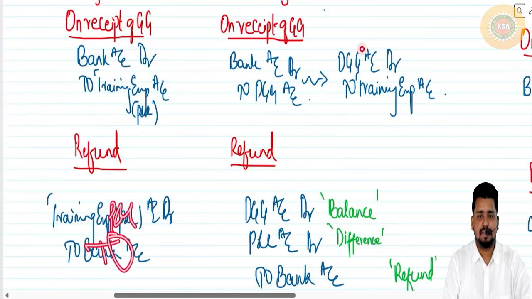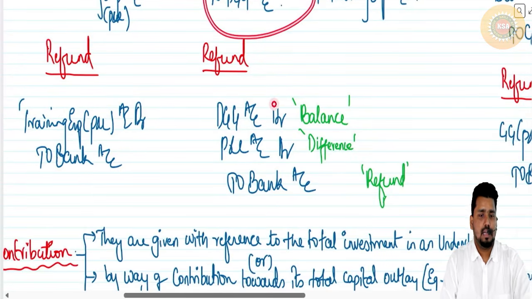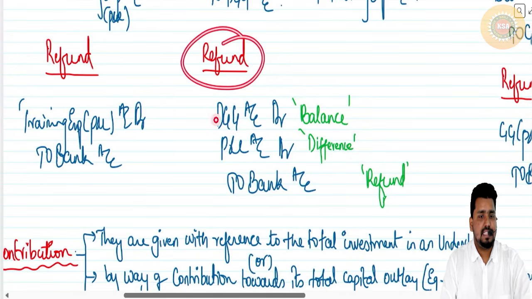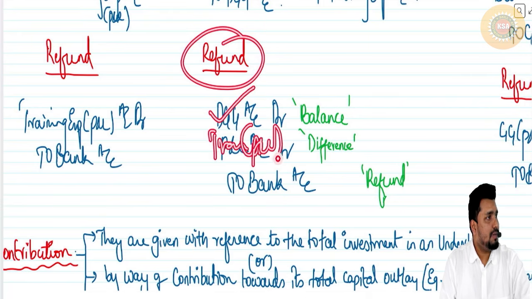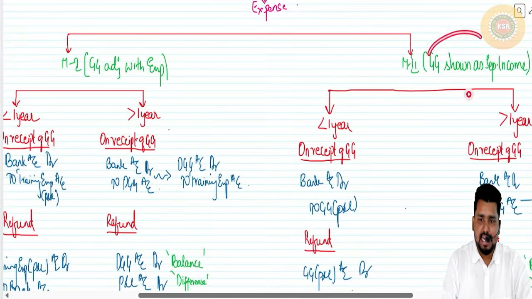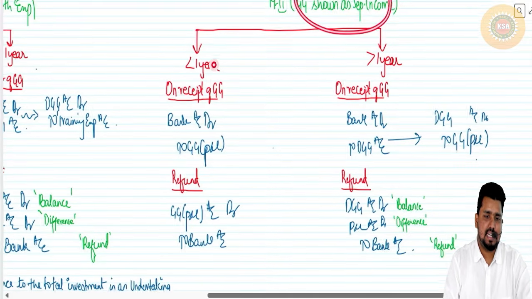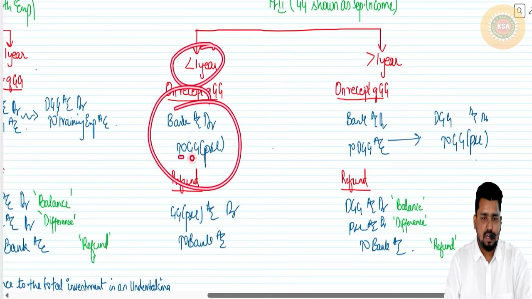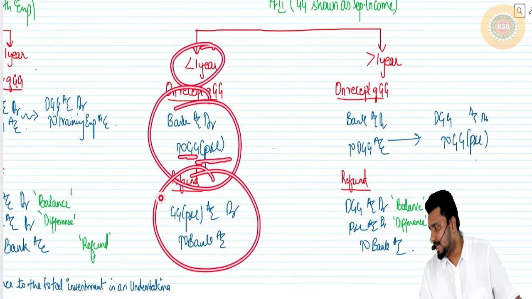Sir, more than 1 year means who will come into arena? If refund is there, DGG account debit, training expense which is closed and taken to P&L to bank. Clear? Sir, I am showing it as a separate income, sir. Then what is the first entry if it is 1 year? Bank account debit to GG P&L. Correct? If I am refunding, P&L to bank.